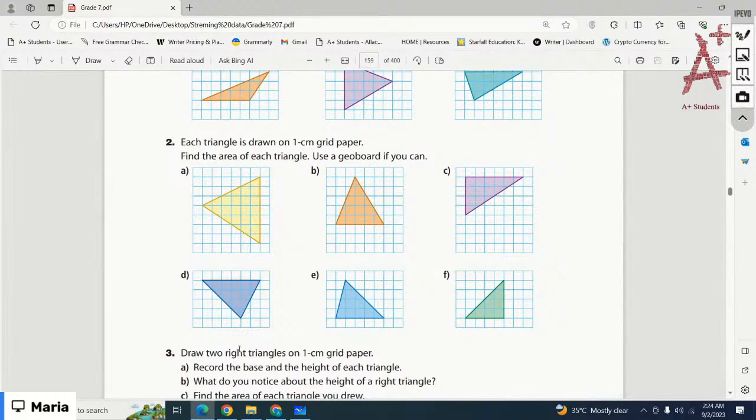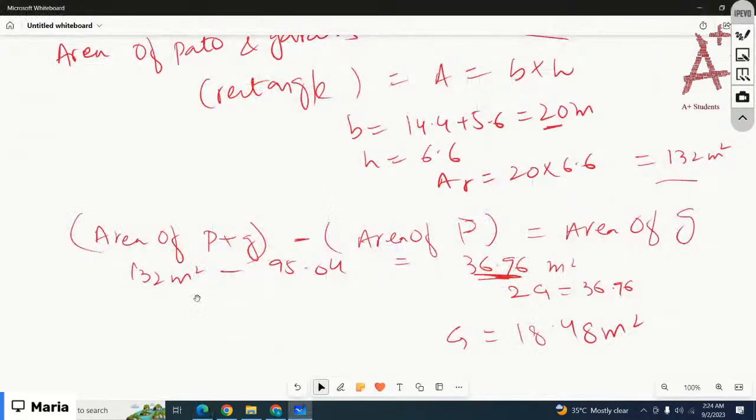The base is 1, 2, 3, 4, 5, 6, 7 because they are 1 centimeter each, right? So the base of this one is 7 and the height is 1, 2, 3, 4, 5, 6. The height is 6, right? So you have to calculate question number 2A.